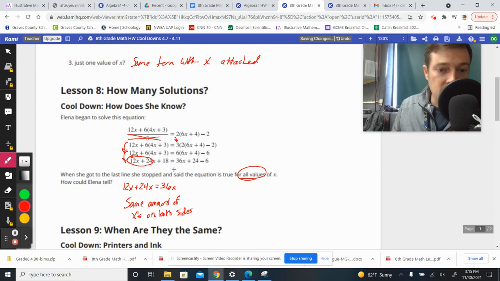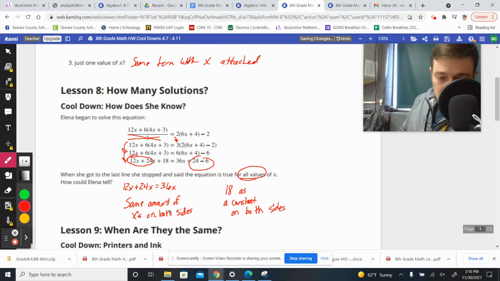The reason she says that all values are going to make it true is because she's got 18 as a constant on the left. And when you do 24 minus 6 and combine these like terms, 24 minus 6 is 18. So 18 as a constant on both sides. If I've got the same number of letter parts on both sides and the same number for the constant on both sides, it's always going to be true. So that's how she knew it was going to be true for all values of x.